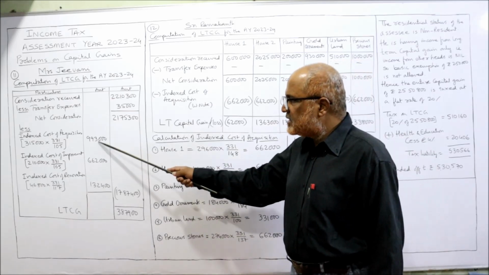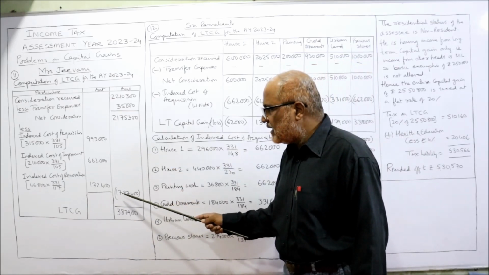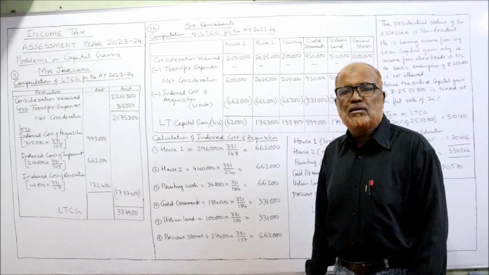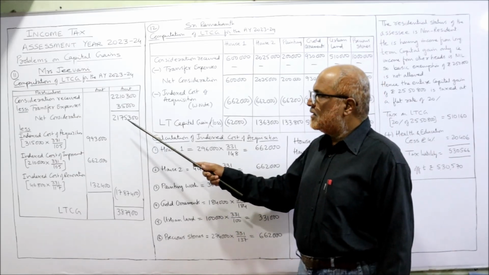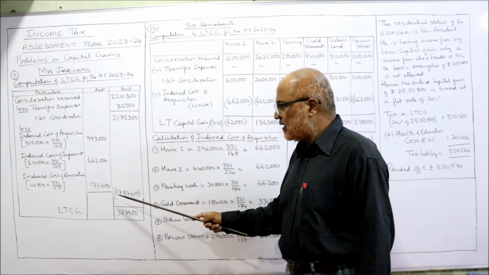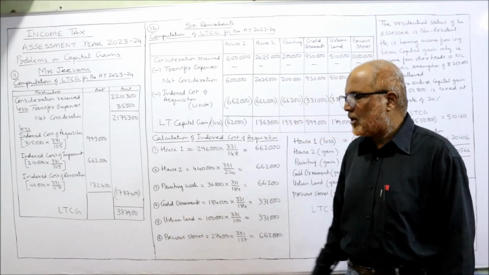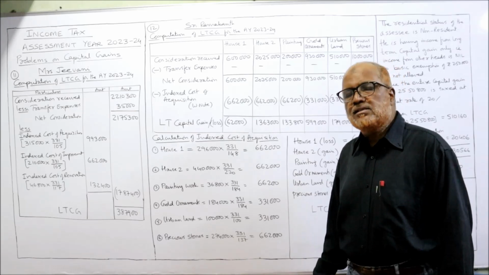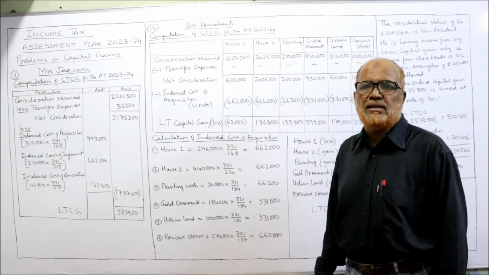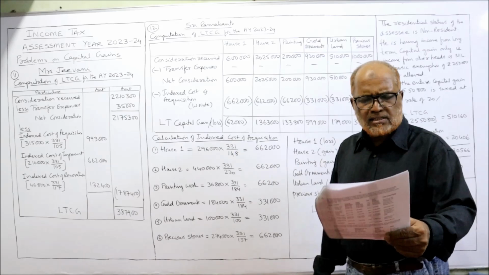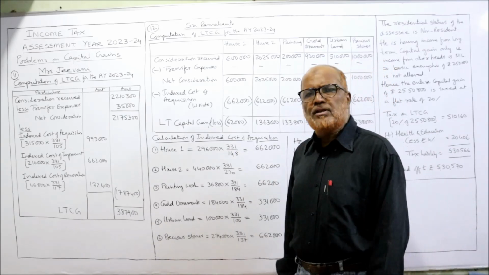Take the total of these three amounts. You will get 17,87,400. Subtract: net consideration 21,75,300 minus 17,87,400. You will get 3,87,900. This is the long-term capital gain, LTCG. Simply, it is asking you to calculate LTCG, we have computed, that's it.